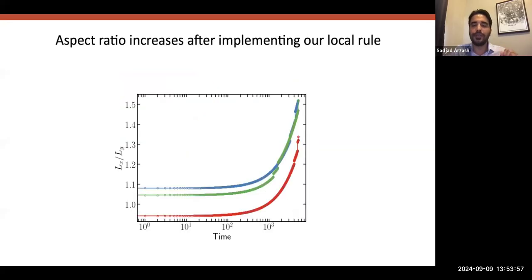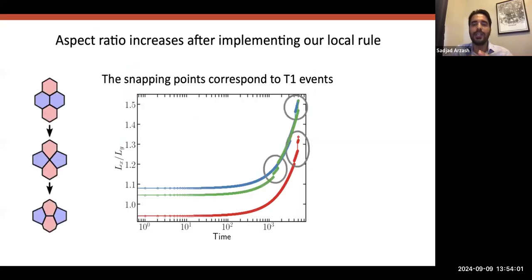But related also to Suraj's question, if we just look at some samples of the system, we get those snapping points. So it's elastically increasing this aspect ratio, but also sometimes we get these snapping points. Those are actually the T1 events. So those are the T1 events that help to increase this aspect ratio.